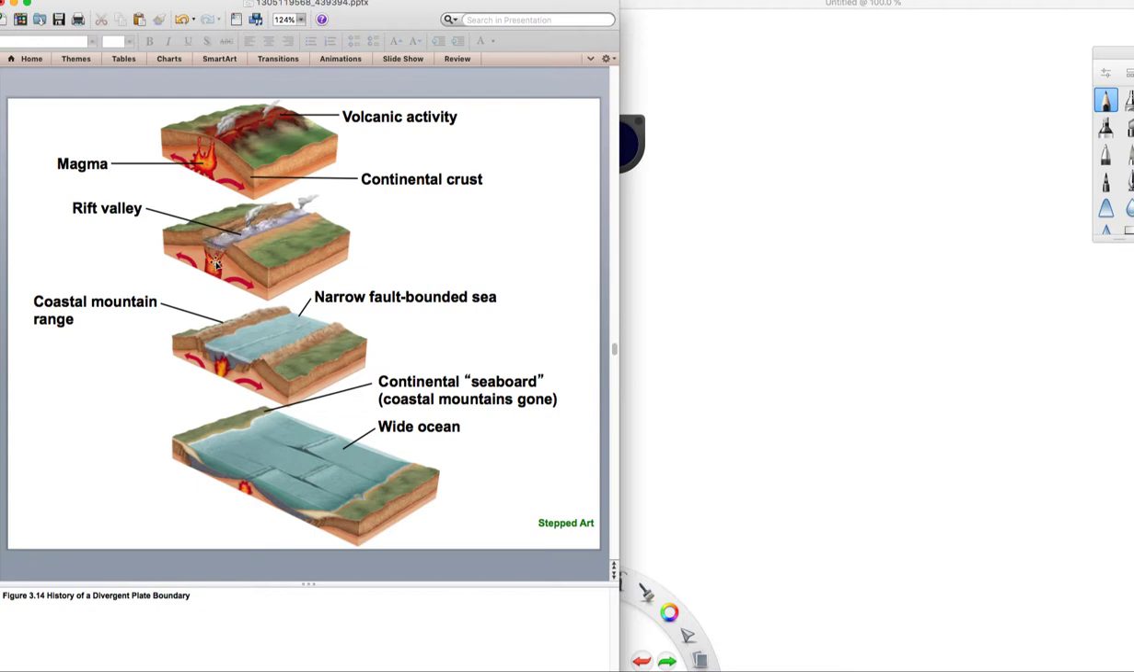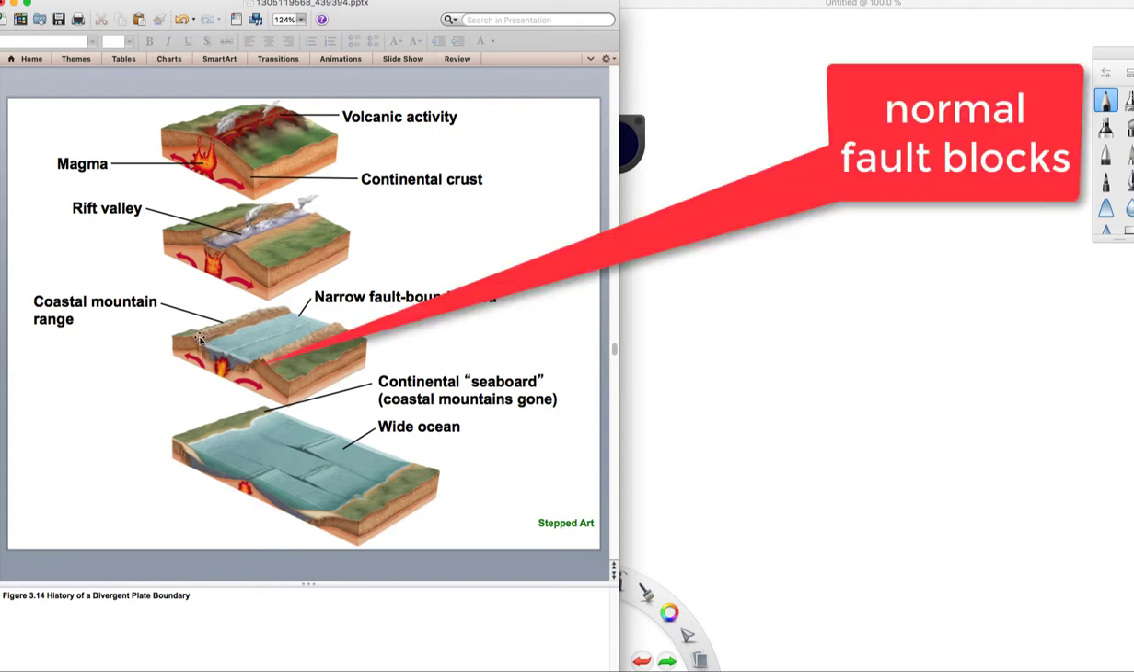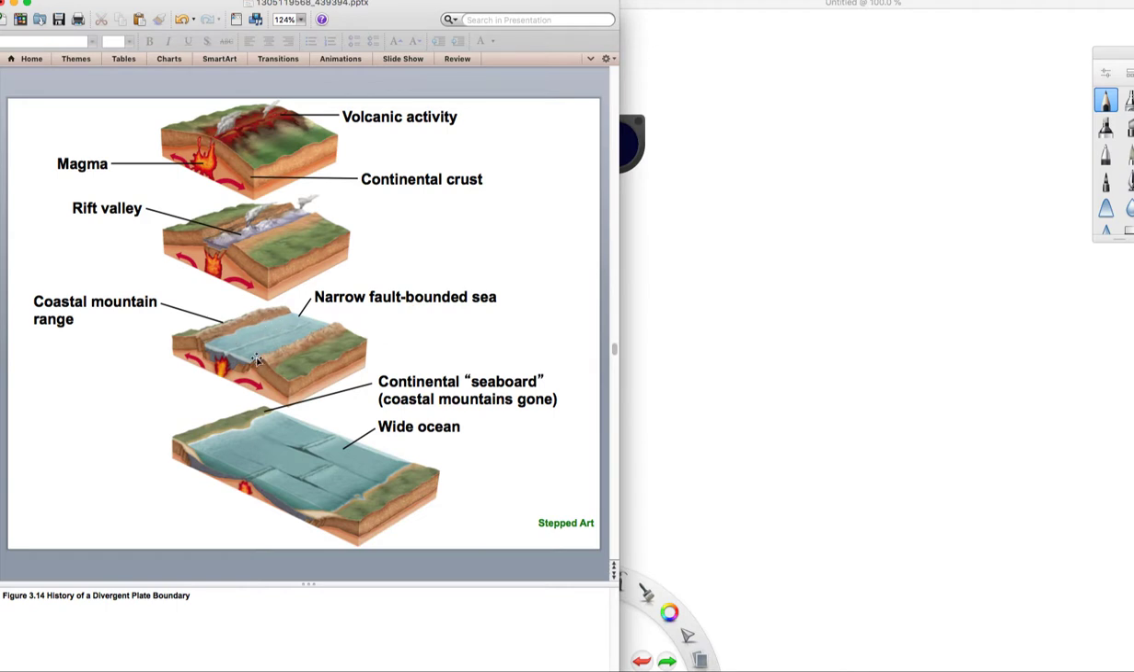So as more time goes on, more magma upwells, the continent starts spreading, so now we start seeing a divergent boundary until we develop a narrow ocean basin. And we develop these fault blocks where crustal blocks slide down relative to one another. And the type of faults we see here are really called normal faults. So we'll talk more about those later, but we see the normal faults here.